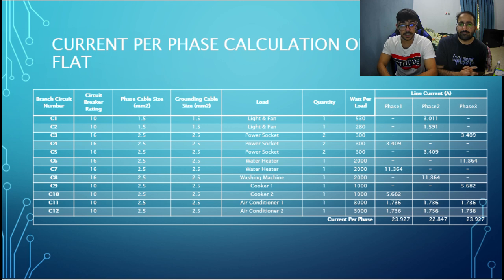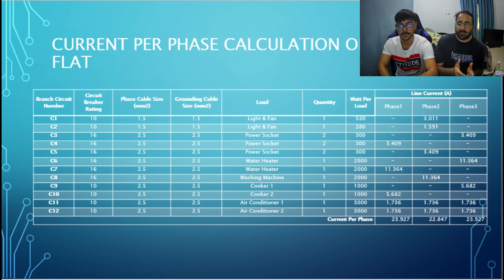And the current per phase calculations of a single flat, we can find them in the table listed below. We have the branch circuits from number 1 to number 12. We also have the loads for each circuit. You can see lights, fans, power sockets, water heater, washing machine, cooker, and air conditioner, and the quantity in each flat.